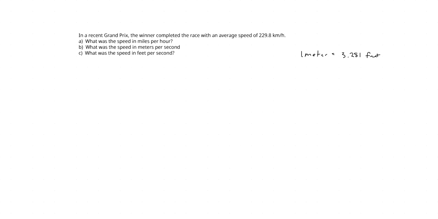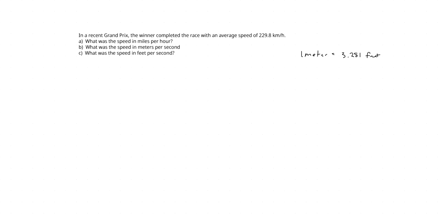So here's a problem with a rate conversion, also known as dimensional analysis. It says, in a recent Grand Prix, the winner completed the race with an average speed of 229.8 kilometers per hour, which is pretty fast. And then it says, what's the speed in miles per hour? What's the speed in meters per second? What's the speed in feet per second?